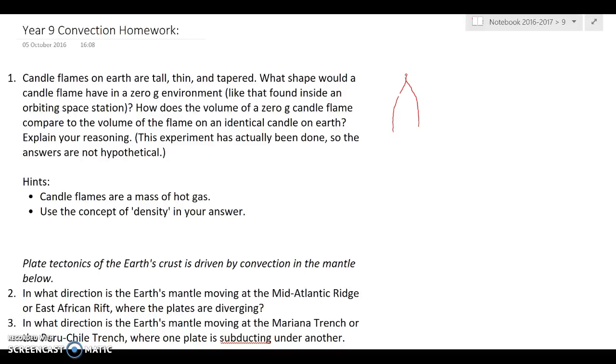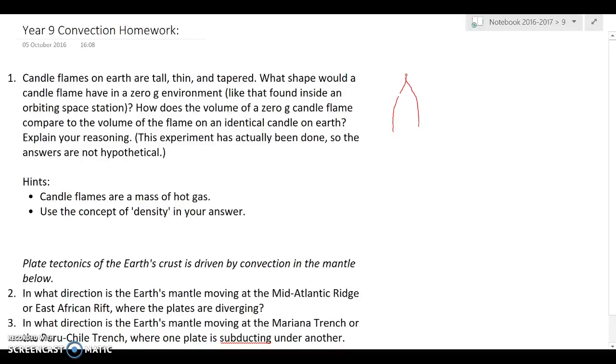How do you also think, and you should refer to this in your answer, the volume of a completely zero-G candle flame in no gravitational field at all would compare to the volume of a flame on an identical candle on Earth? So there are 2 things to think about in this answer.